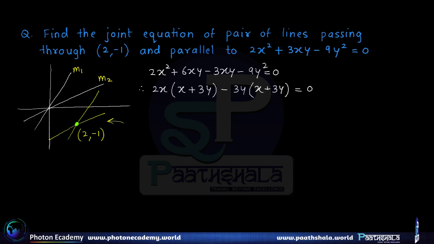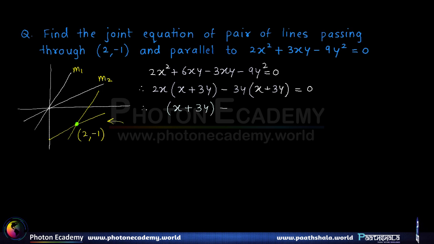equal to 0. So therefore we have (x plus 3y)(2x minus 3y) equal to 0.